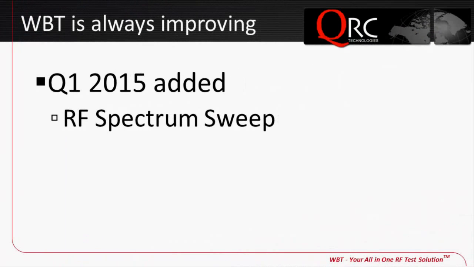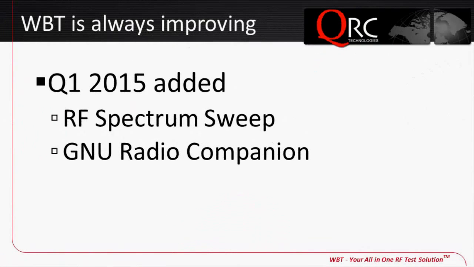We are always improving the WBT development environment. We released 2 features this first quarter of 2015. First, an RF spectrum sweep capability was added to the I and Q data stream. This allows software applications to scan across wide bands of RF and programmatically collect signal data from the sweep. Second is the integration of the GNU Radio Companion into the WBT development environment.